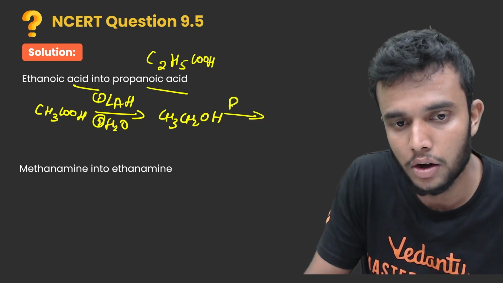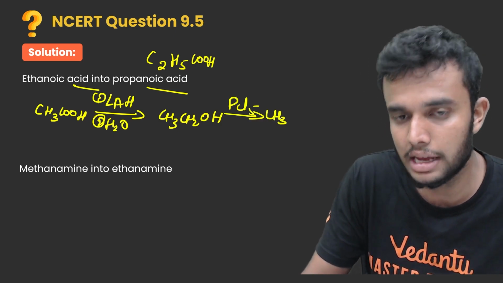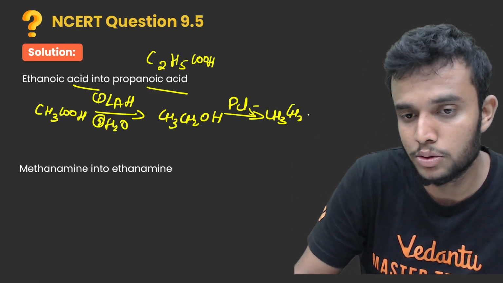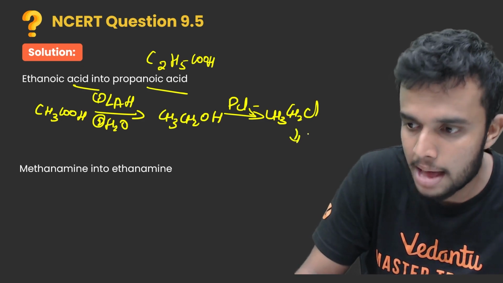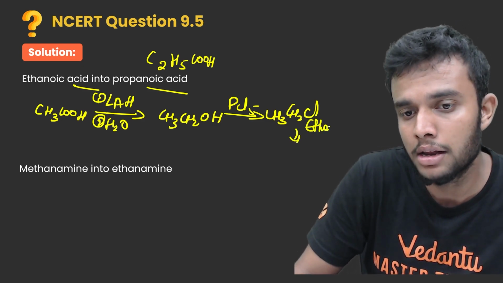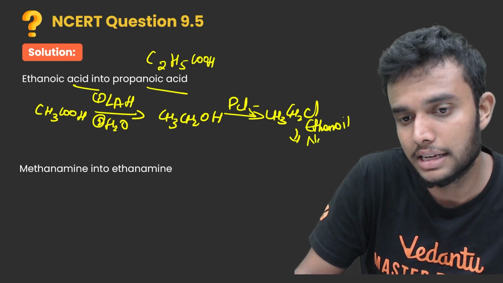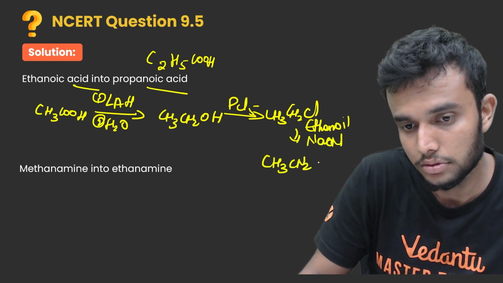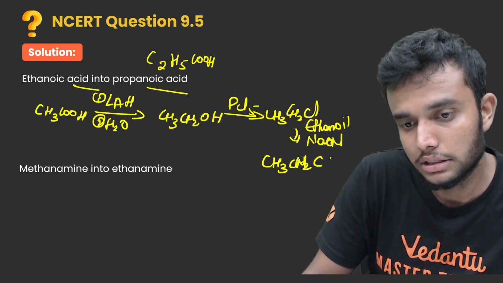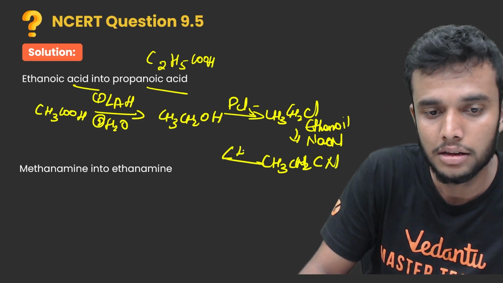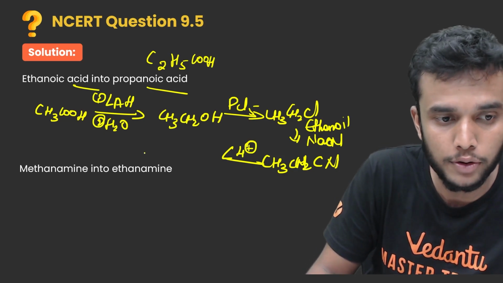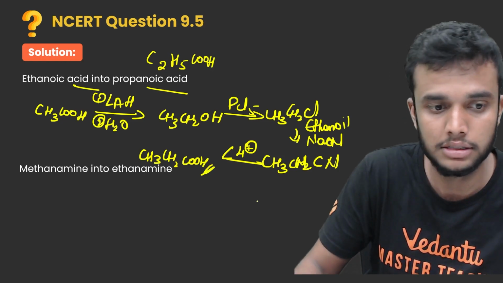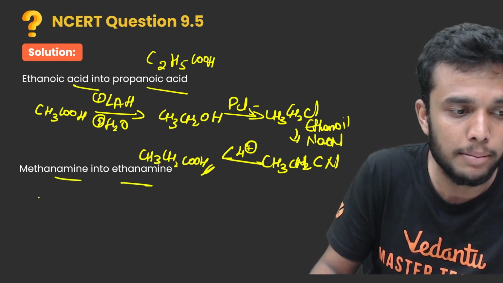Then chlorination. The remaining steps are the same, students. What will it be? CH3CH2Cl, chloro substituted compound. Next step, using ethanolic NaCN to yield the cyano group, CH2CN group. Then protonation to yield propanoic acid, CH3CH2COOH. Simple, students.